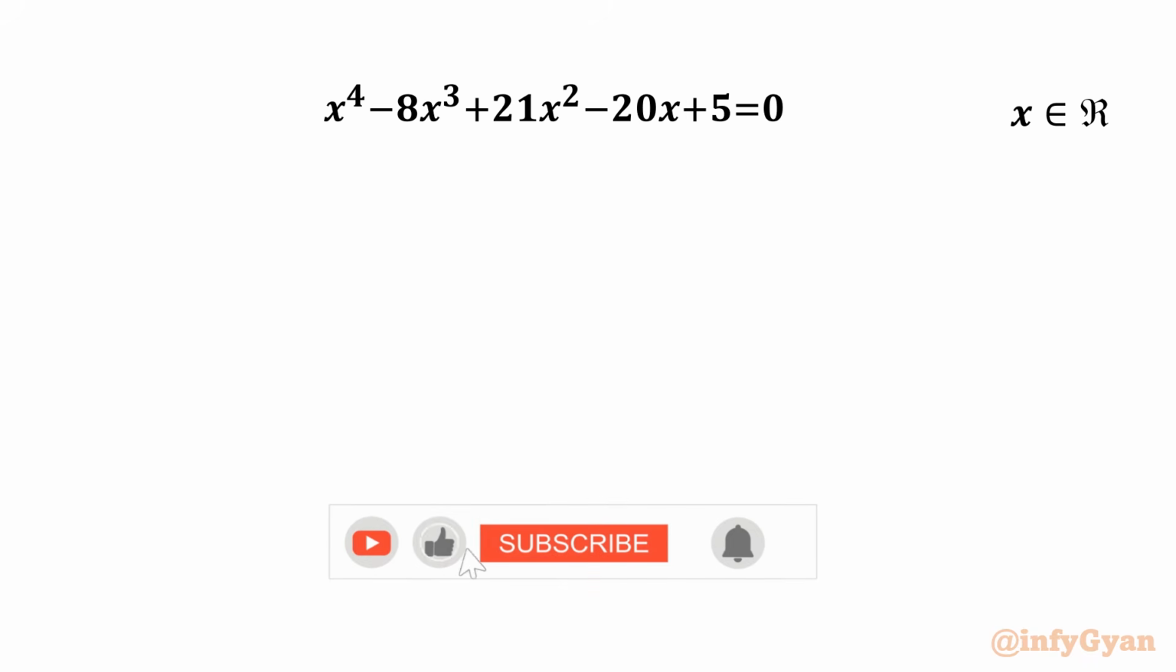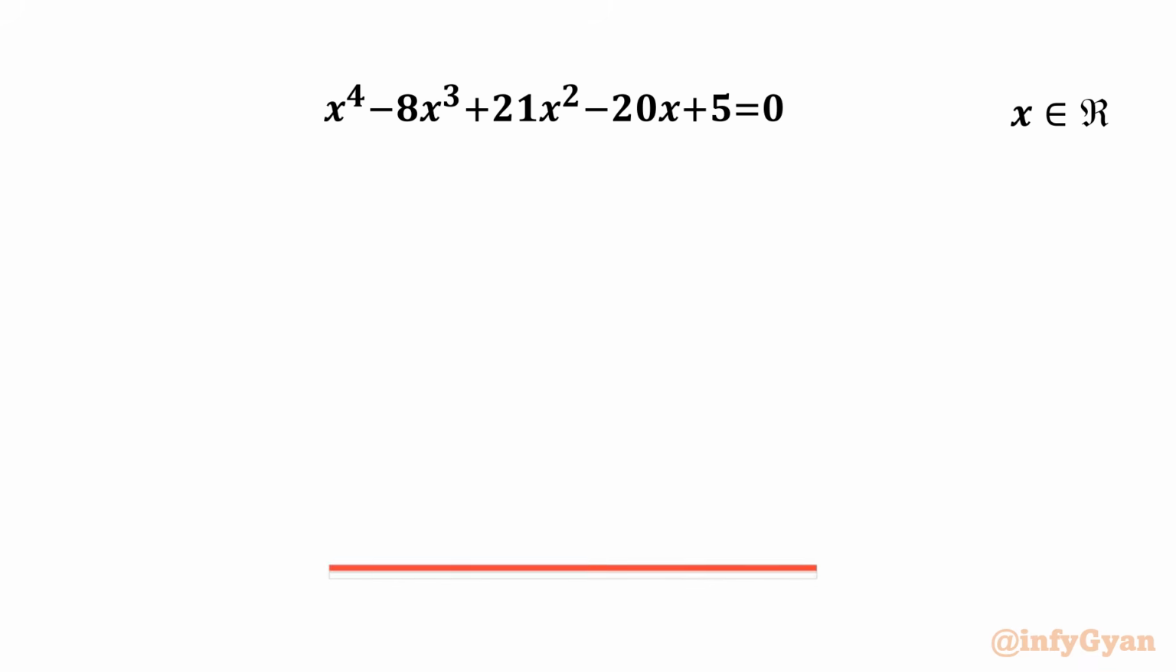Today in this video, we have to solve one very interesting question from algebra. We have x power 4 minus 8x cube plus 21x square minus 20x plus 5 equal to 0, and we have to find all real values of x, given that the sum of two roots is equal to the sum of the other two roots of this quartic equation.